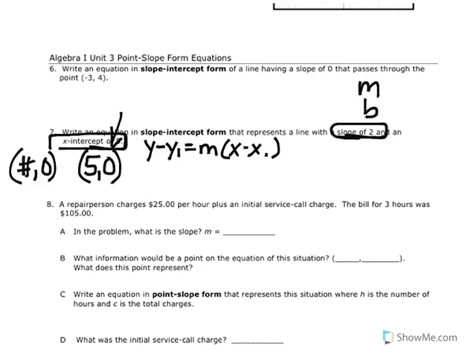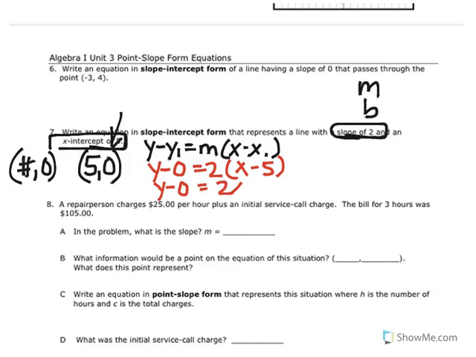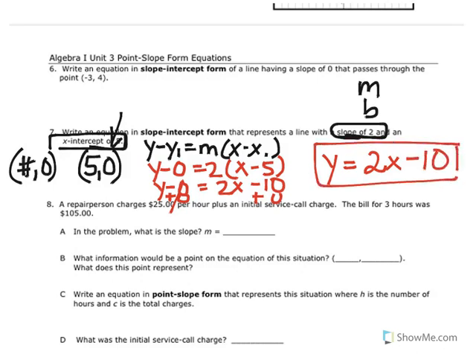So let's fill in what we know. Y minus, what does y equal in this one? 0 is equal to the slope 2 times x minus 5. So let's go ahead and solve it out. Y minus 0 is equal to 2x minus 10. And then if we add 0 on both sides, that's not going to change anything. These are gone. Minus 10 plus 0 is still minus 10, so we have y equals 2x minus 10. And there's your equation.